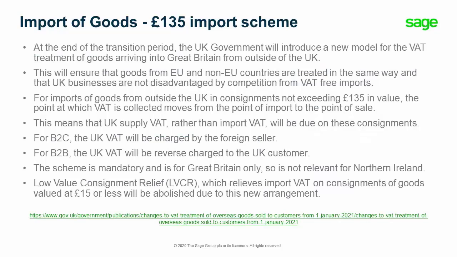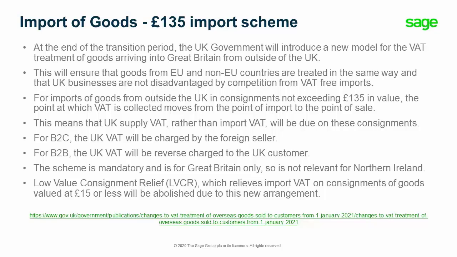Something else that's new is the £135 import scheme for the import of goods. So at the end of the transition period, the UK government will introduce a new model for the VAT treatment of goods arriving into Great Britain from outside of the UK. This will ensure that goods from EU and non-EU countries are treated in the same way, and that UK businesses are not disadvantaged by competition from VAT-free imports.